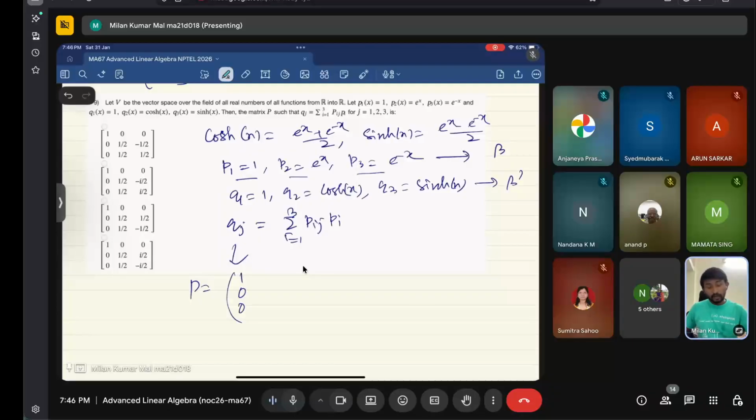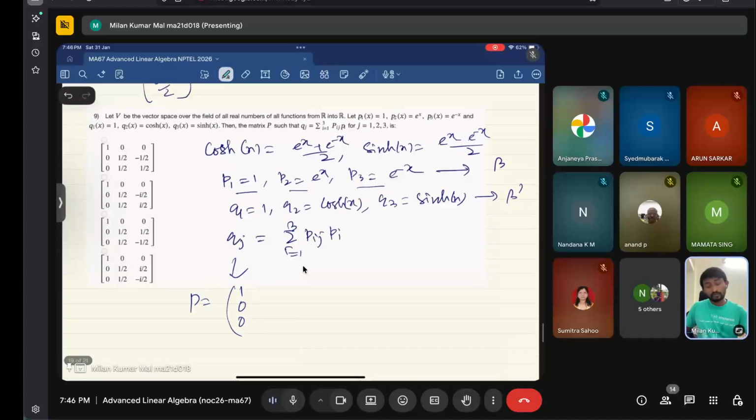This is clear. Now if you write Q2, Q2 is actually cos hyperbolic x. Cos hyperbolic x equals e to the power x plus e to the power minus x by 2. If I want to write it in terms of this basis, what will be the coordinate vector? P1 will not contribute anything. P2 will contribute half. P3 will contribute half. That's why this is the matrix.